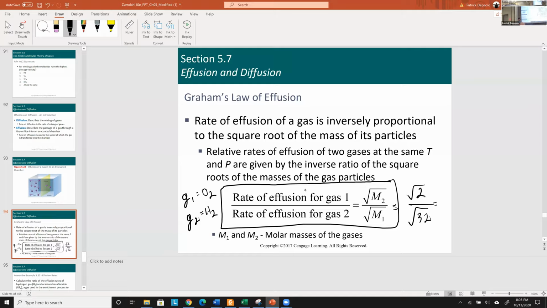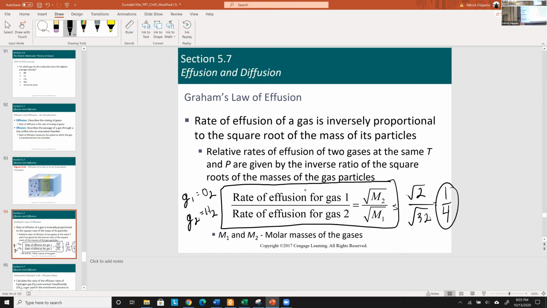So this would basically be the square root of 2 times the square root of 16. Square root of 2s will cancel out. Square root of 1 over square root of 16 is 1 over 4. I think I know algebra. So you get that. What does this mean?